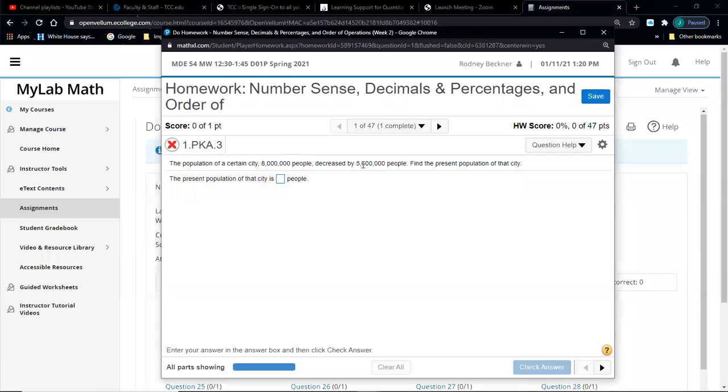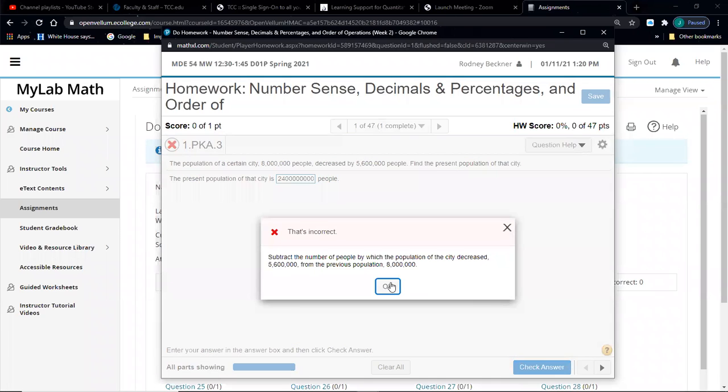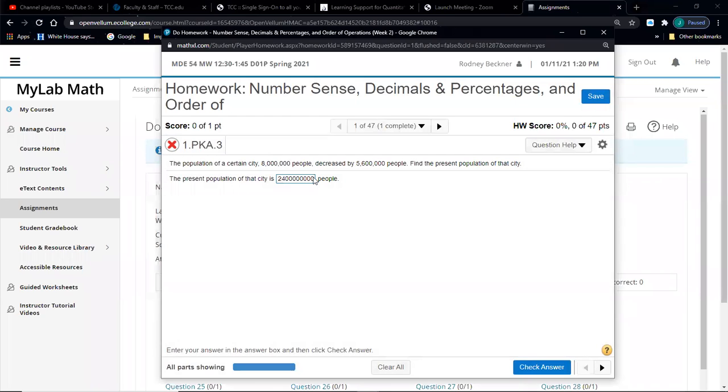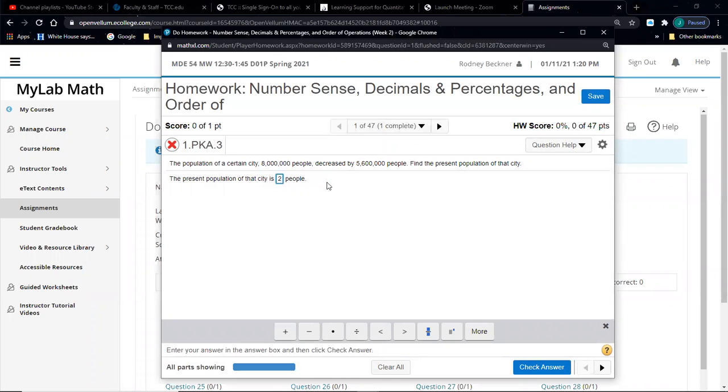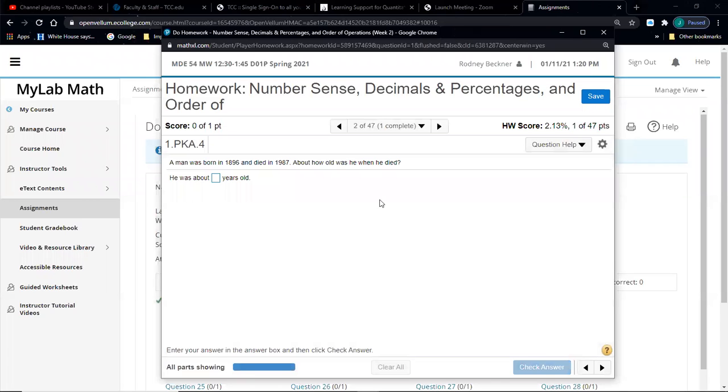Now it says 8 million decreased by 5.6 million. All right, so I got to do essentially 80 minus 56, which would be 24, so it's 2.4 million. Is that right? Is that the right number of zeros? Some people really need those commas, so let me do it with the commas, just to make it a little easier. But this would have worked with or without the commas. And there we go. Now we got it, and we can move on.